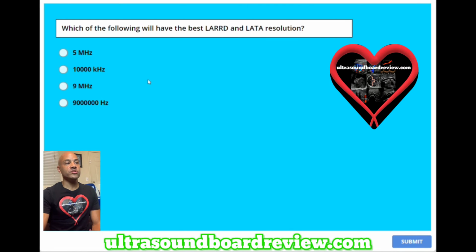This is where it gets important to recognize and be able to convert from one unit to the other. So this right here is the correct answer, 10,000 kilohertz. When we convert 10,000 kilohertz to megahertz, it's 10 megahertz. 9 million hertz is 9 megahertz. So the highest frequency here is 10 megahertz, which will give you the best LARD and LADA resolution. LARD is axial resolution, and LADA is lateral resolution.